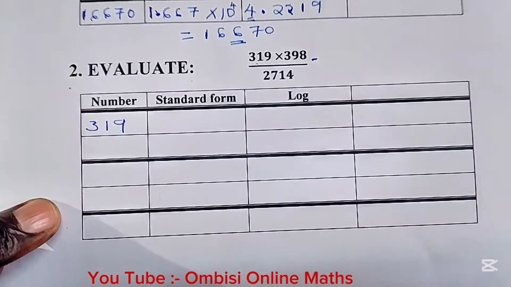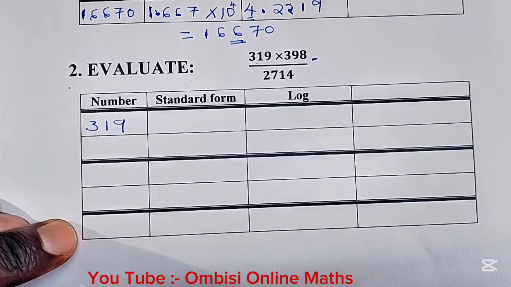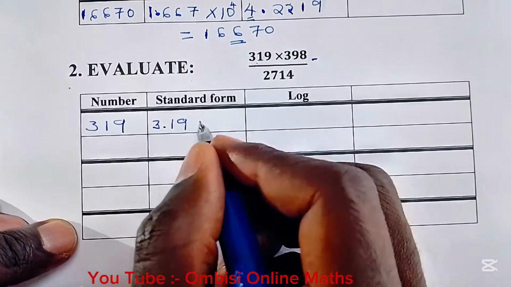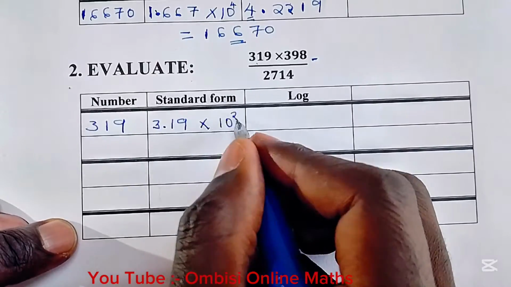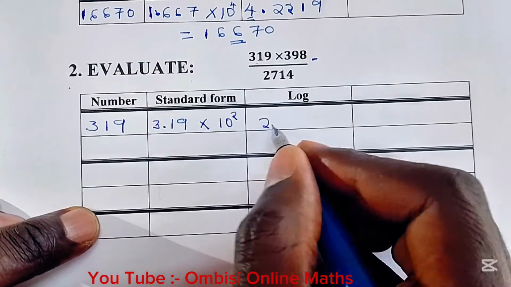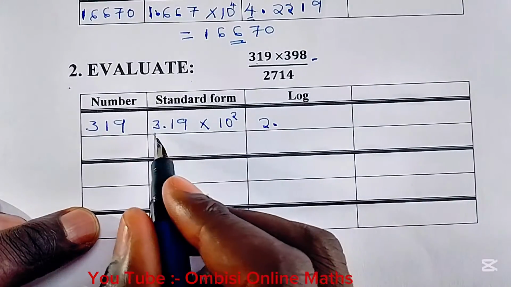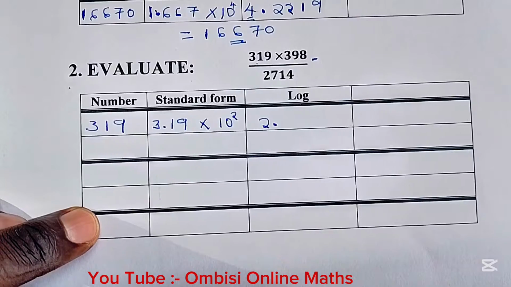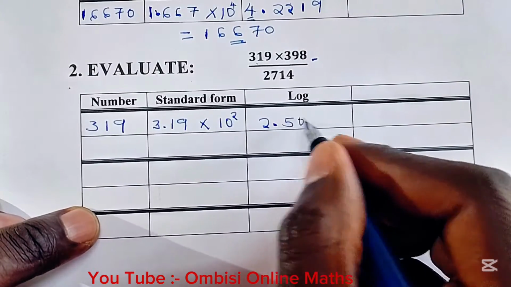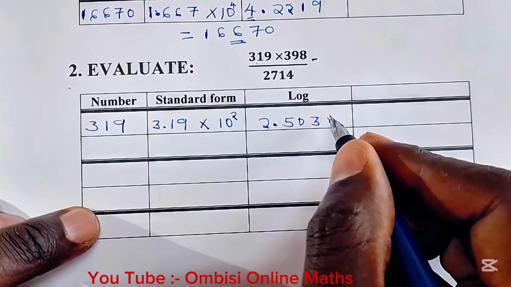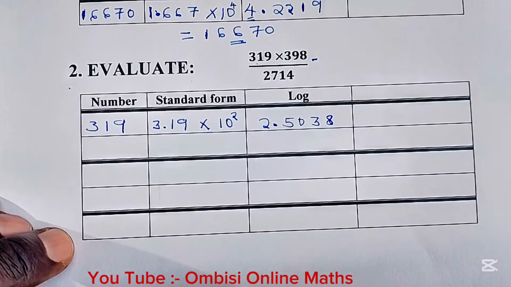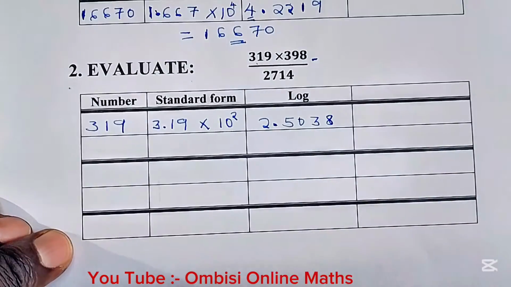The number on the numerator is 319. Now 319, in standard form, is 3.19 times 10 raised to 2. So the logarithm in this particular case is 2 point. Then look for the logarithm of 3.19 from the tables, and you find it is 5038.